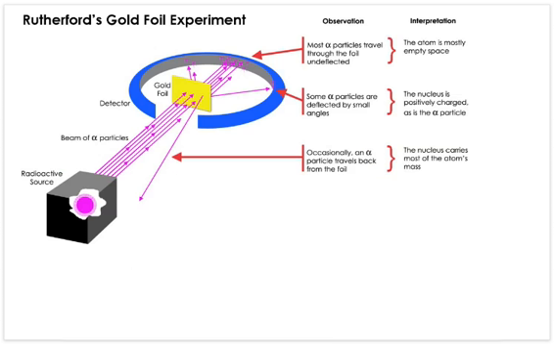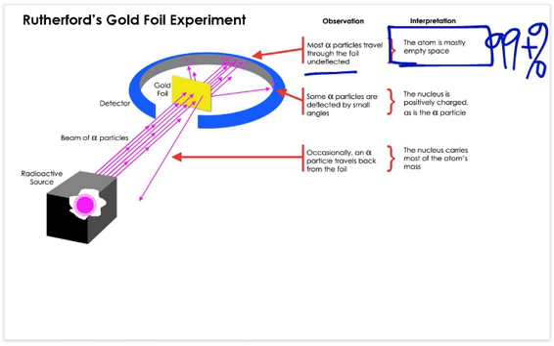So if most of the alpha particles are traveling through, what that is telling us is that most of the atom is empty space. There was no deflection at all. The vast majority, again, 99+%, are going straight through. Some are getting deflected at some angles.